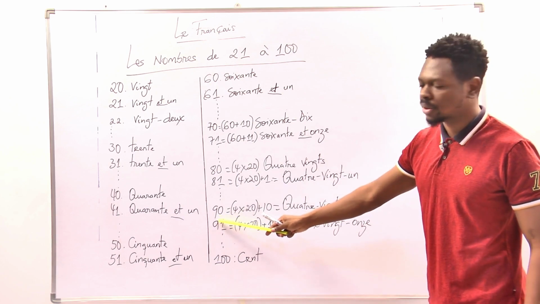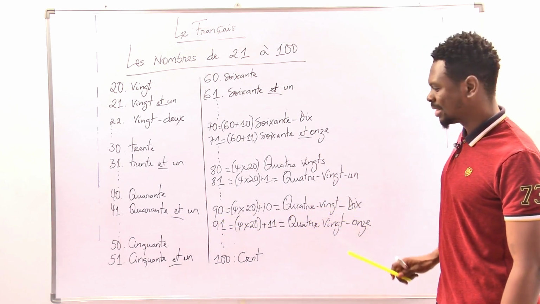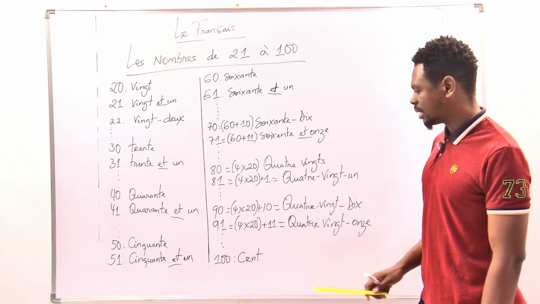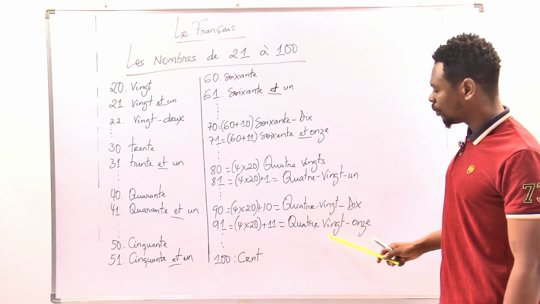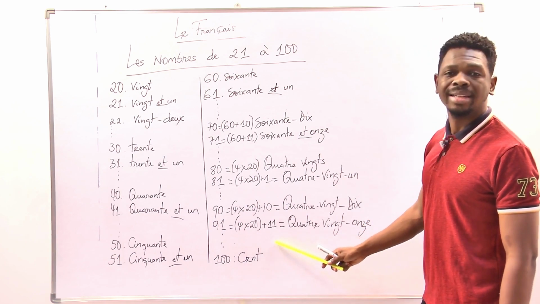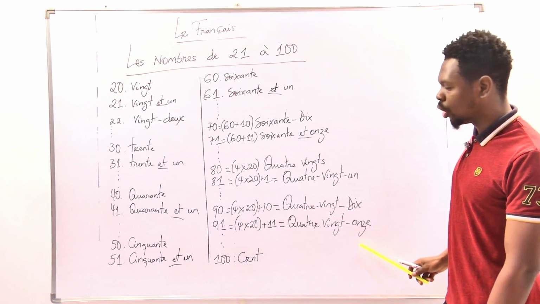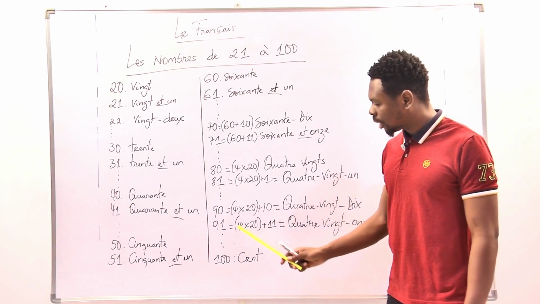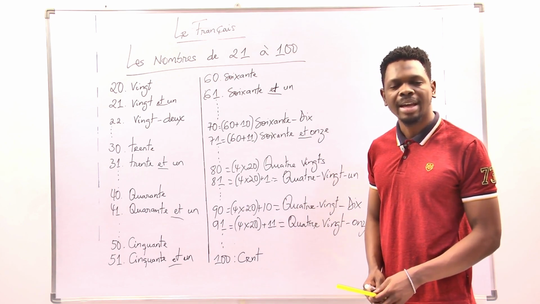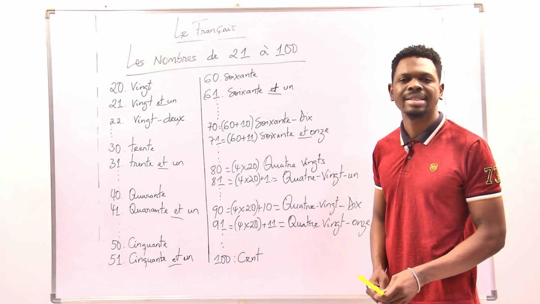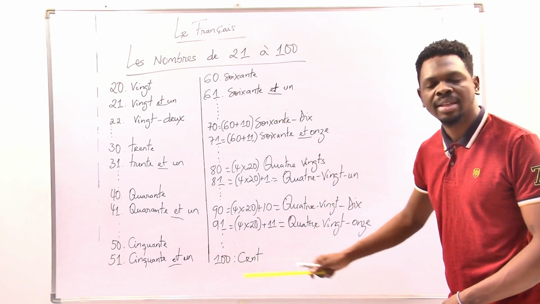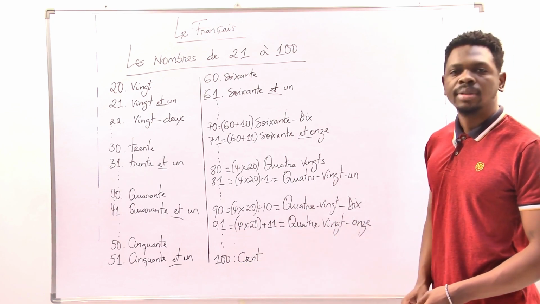We have 90. We say 90, 4 times 20 plus 10. 91, we say 4 times 20 plus 11. We say 91. And then 92, 93, 94, 95, 96, 97, 98, 99, and 100. We say 100.